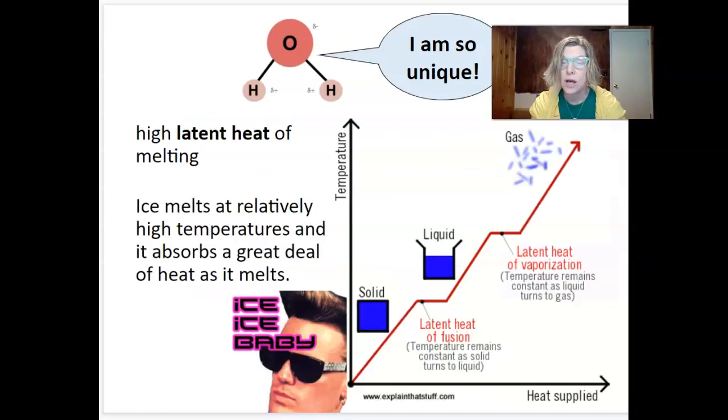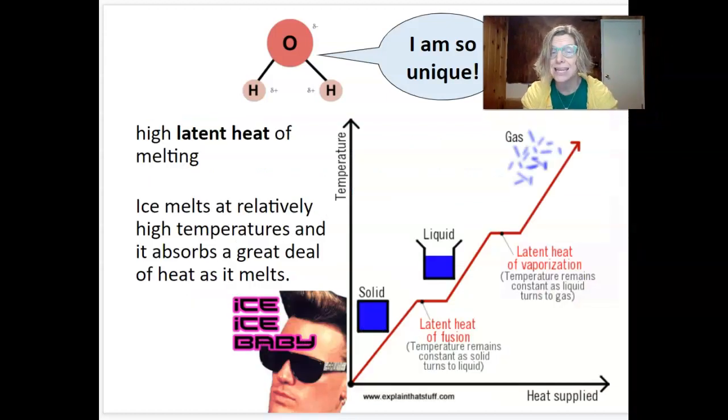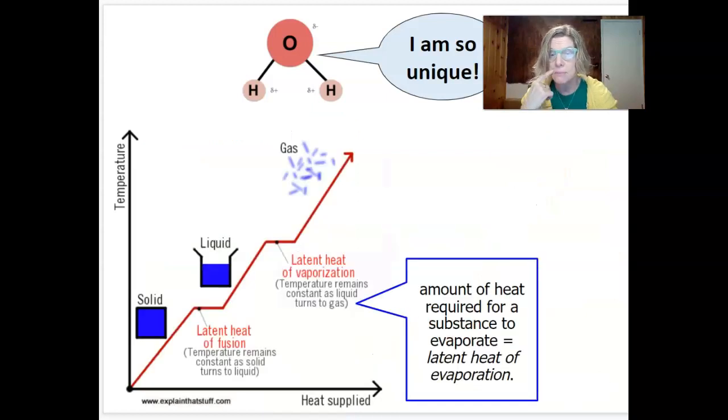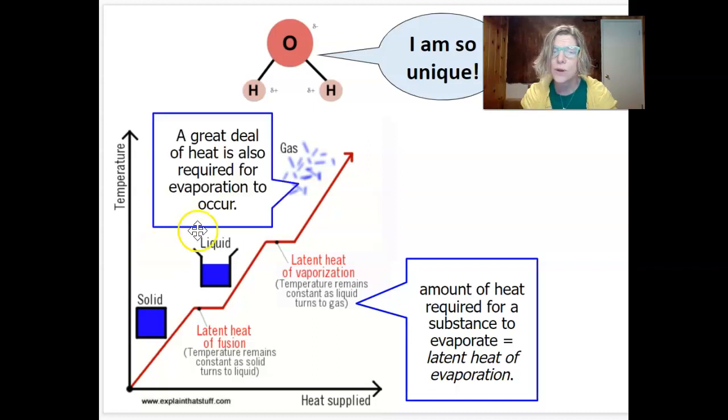There's a lot of latent heat, so high latent heat of melting is something that water also has that's very unique. It means that ice melts at a relatively high temperature, and it absorbs a great deal of heat as it melts. And here's a picture to sort of demonstrate that for you. You can see that the amount of heat required for a substance to evaporate is called the latent heat of evaporation. Okay, so it takes a lot of heat to get vapor, and a great deal of heat is required for that evaporation to occur, and you can see that here.